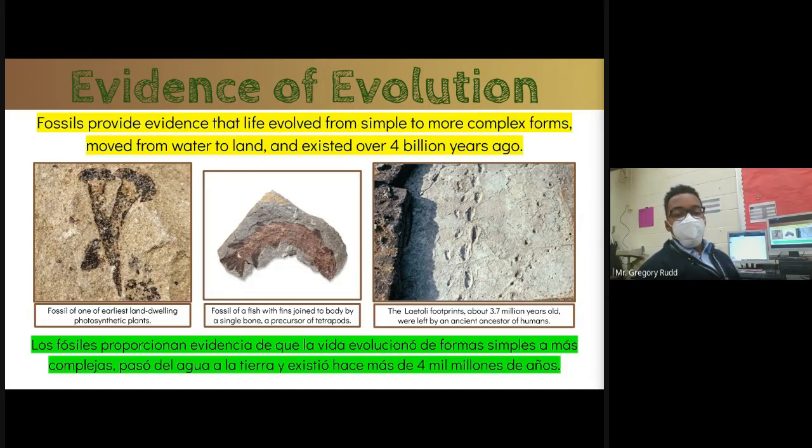And then on the right, you can see something called the Laetoli footprints. And these footprints are about 3.7 million years old. They had to have been left by an ancient ancestor of humans. If you look at the shape of the imprints, you can notice that they look kind of like modern feet. Of course, they weren't exactly Homo sapiens, but they were probably an ancient ancestor of Homo sapiens. Cool stuff.